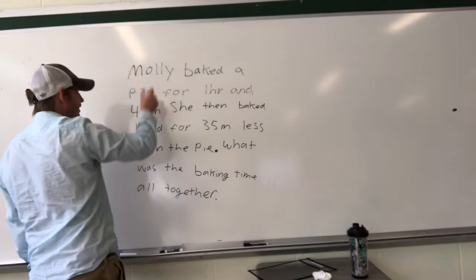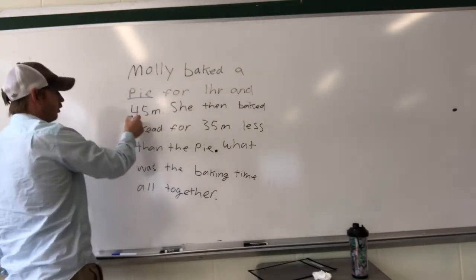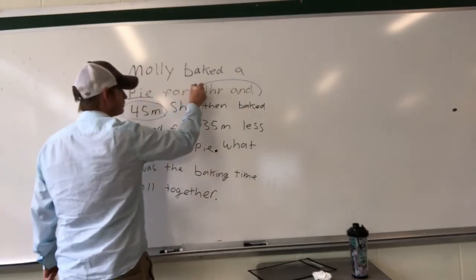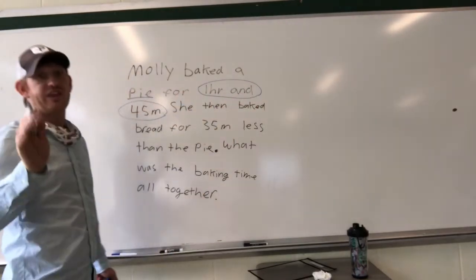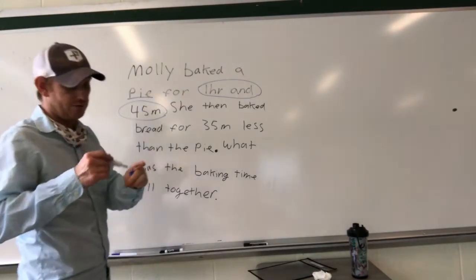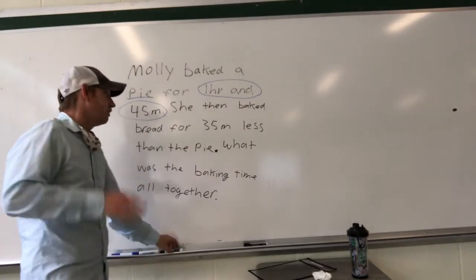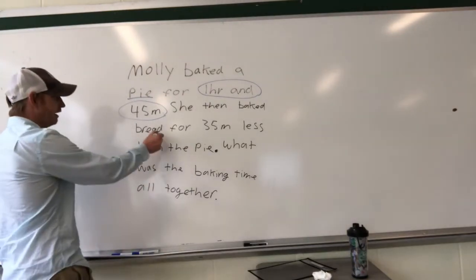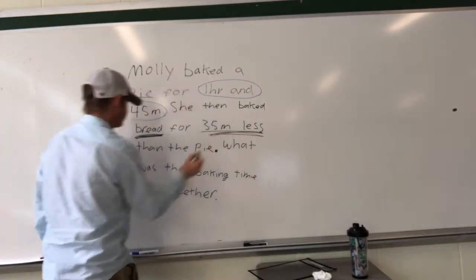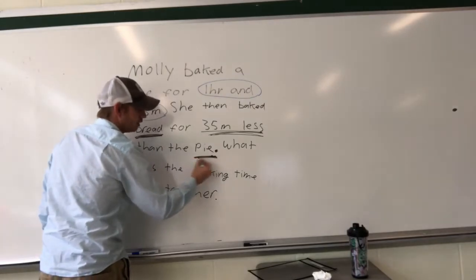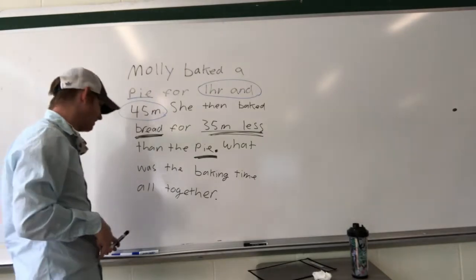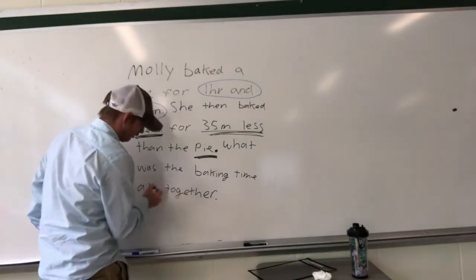I can see that Molly baked her pie for 1 hour and 45 minutes. And I'm going to put that all in blue so that I know that it's together, the pie and the 1 hour and 45 minutes. Then I know that she baked the bread for 35 minutes less than the pie. And then finally, I know that my question is asking for all together.